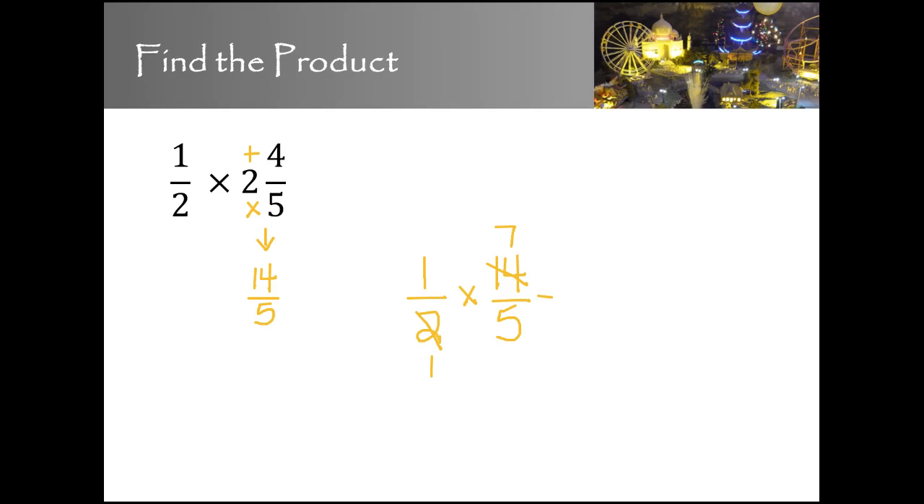Then I multiply straight across. 1 times 7 is 7, and 1 times 5 is 5. Now, in order to finish the problem, I'll need to put this in simplest form, which means I must convert this back to a mixed number.